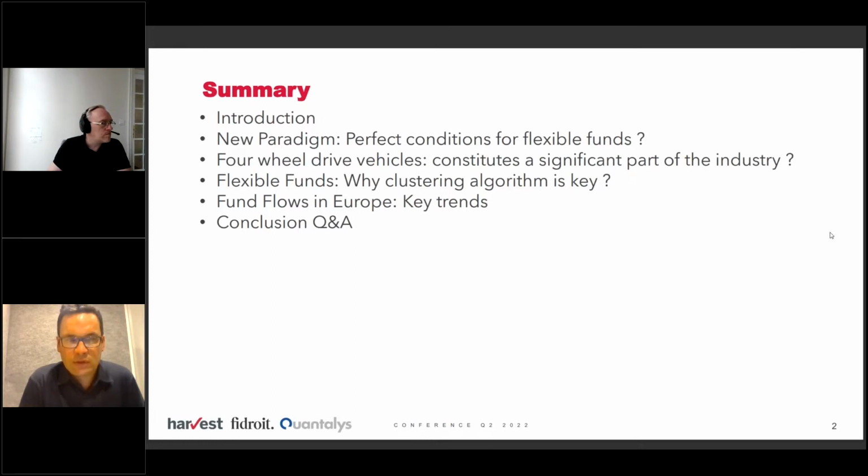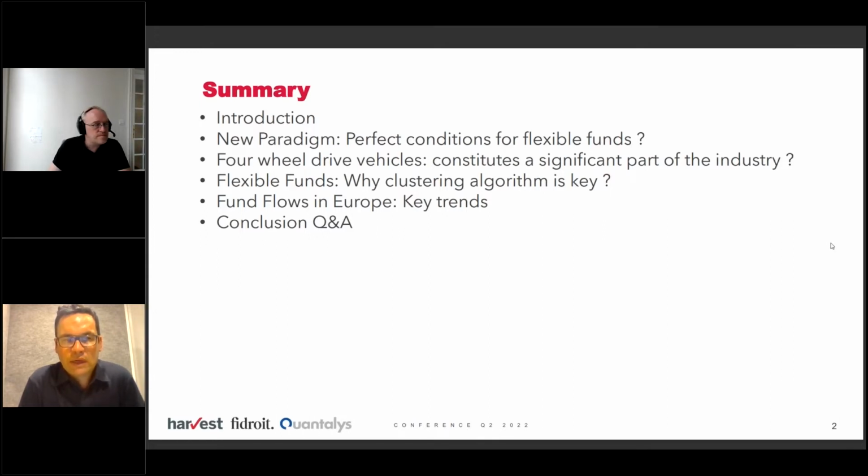And we'll finish with two important slots. The first is fund flows and the key trends of the industry today. And the last is Q&A, but mainly Quantalys Global. So Julien, you will show some functionalities dedicated to the flexible funds.